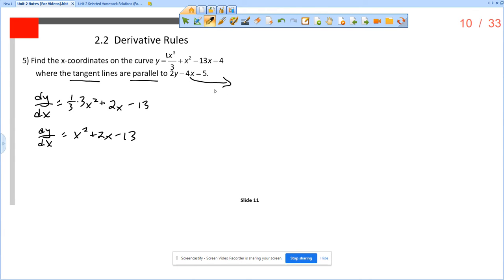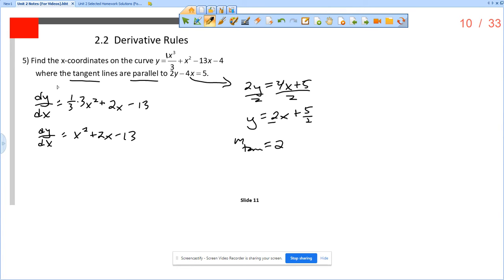All right, so I want to know, what is the slope of this line? So I'm going to solve for y. So I have 2y equals 4x plus 5. So I'm going to divide by 2. And so if I divide by 2, I get y is equal to 4x over 2 is 2x plus 5 halves. And so that means the slope of the tangent is 2, right? Because it's parallel, so it has the same slope as this.